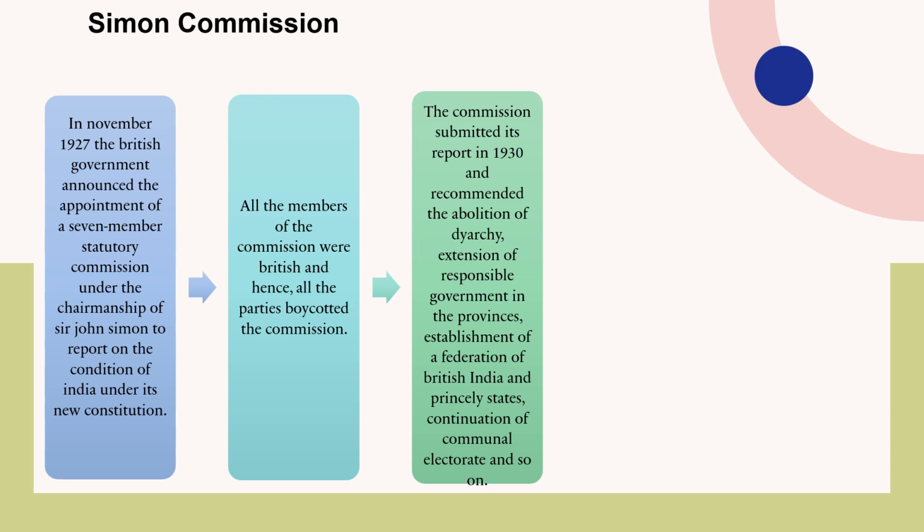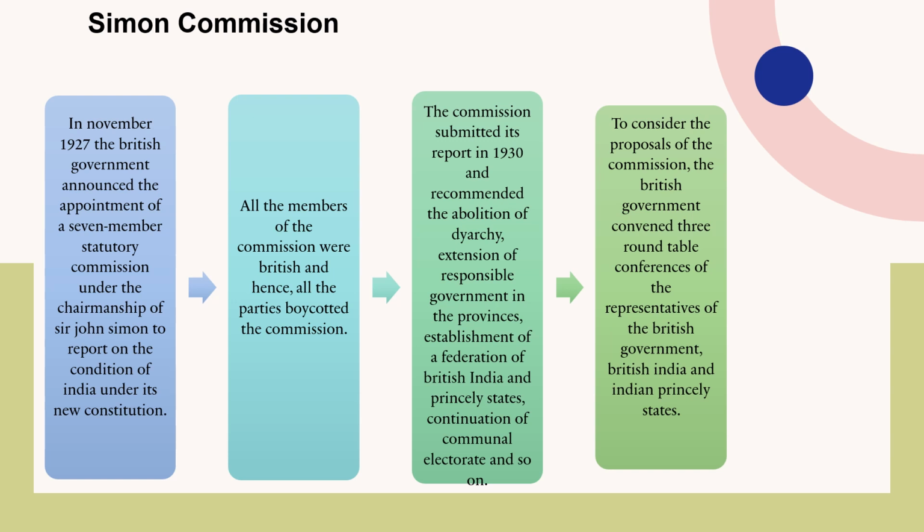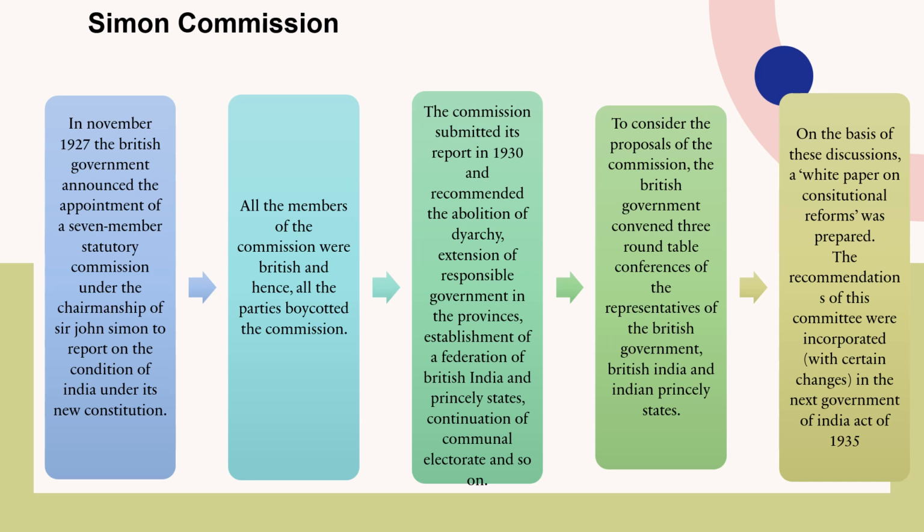To consider the proposal of the Commission, the British government convened three roundtable conferences of the representatives of the British government, British India, and the Indian princely states. On the basis of this discussion, a white paper on the constitutional reforms was prepared. The recommendations of this committee were incorporated in the Government of India Act of 1935.